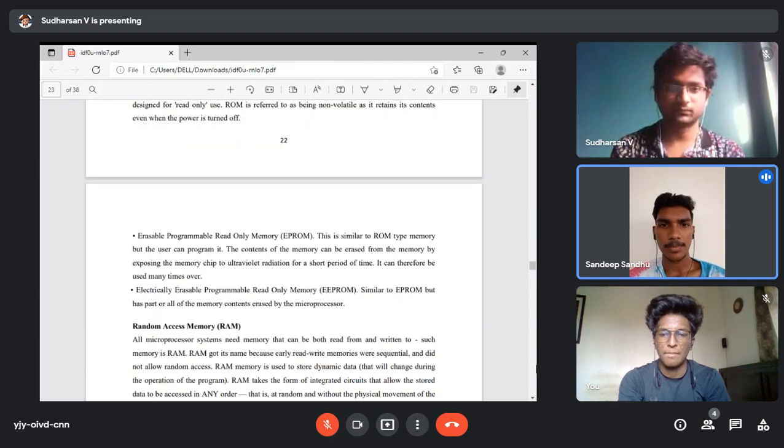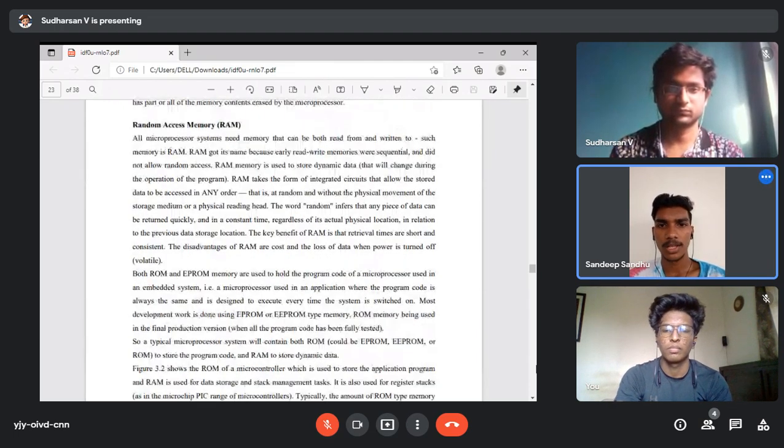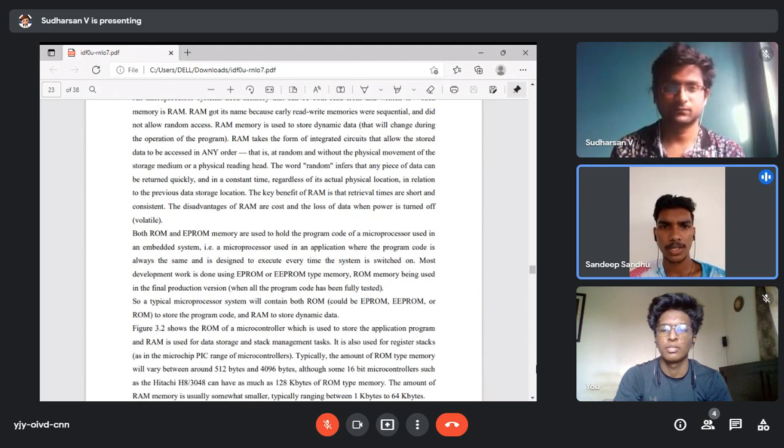Random access memory. All microprocessor systems need memory that can be both read from and written to; such memory is RAM. RAM got its name because early read-write memories were sequential and did not allow random access. Random access memory is used to store dynamic data. RAM takes the form of integrated circuits that allow the stored data to be accessed in any order, that is, at random and without physical movement of the storage medium.